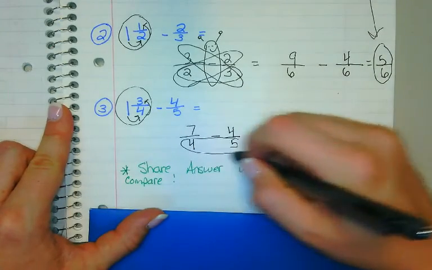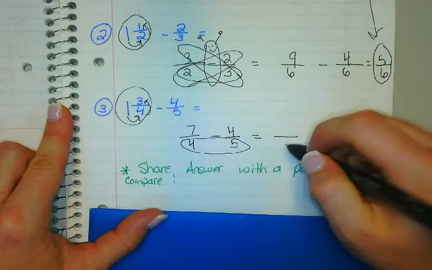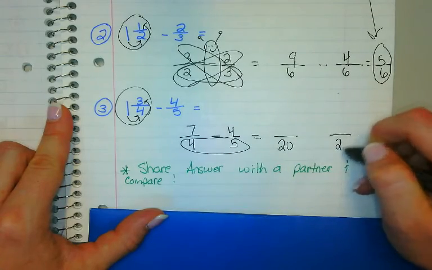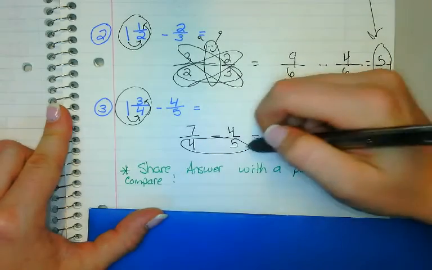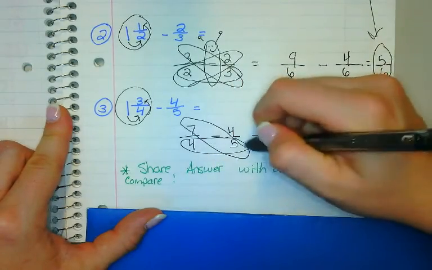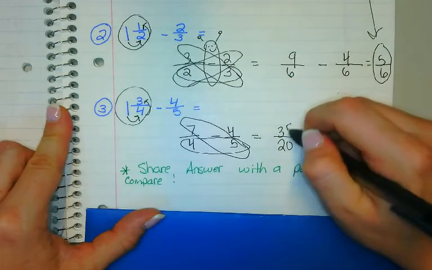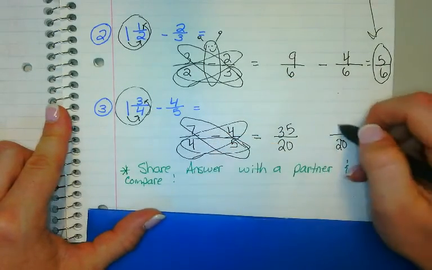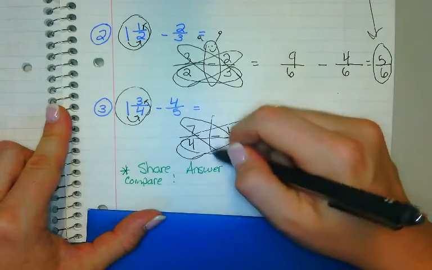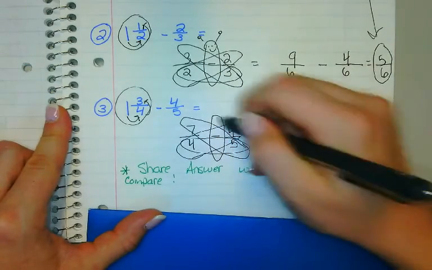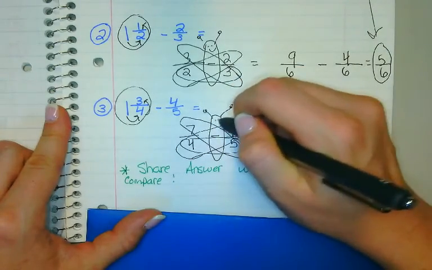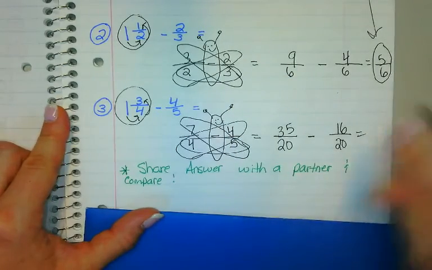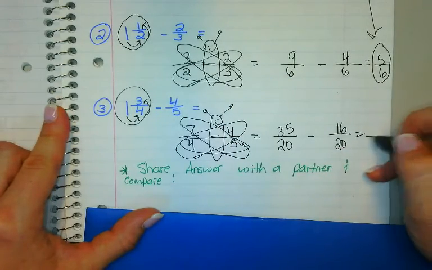Start with the butt. 4 times 5 is 20. Start with my left wing. 7 times 5 is 35. My right wing, 4 times 4 is 16. Go ahead and do the body. Tells me I'm subtracting. Draw my butterfly antennas. Okay. My denominator now is going to be 20.